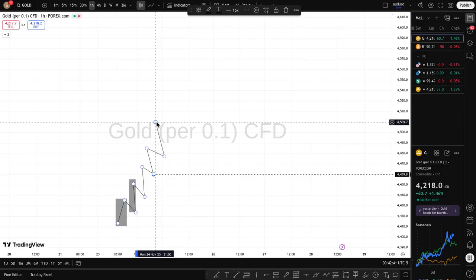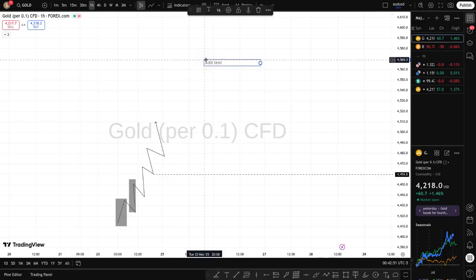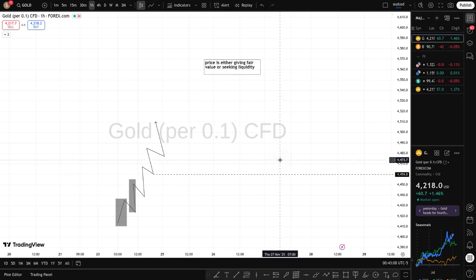Now this is where we come to the theory of price movement that tells us that price is either doing one of two things. Whenever price is moving, price is either giving fair value or seeking liquidity. Very important to note this. Price is either giving fair value or it is seeking liquidity. Now I'll be focusing on the term giving fair value. Now what is fair value?